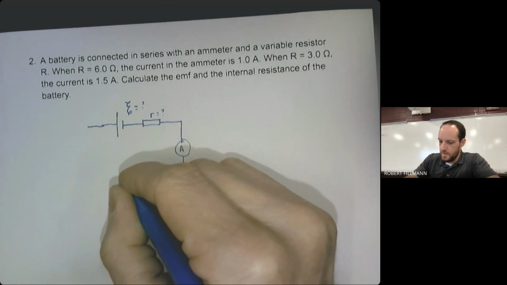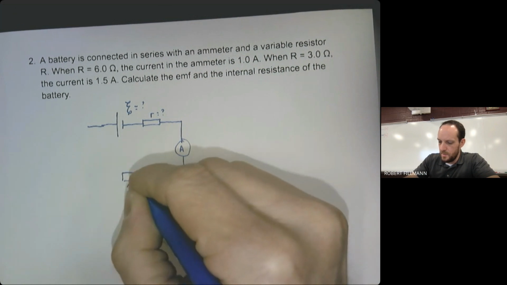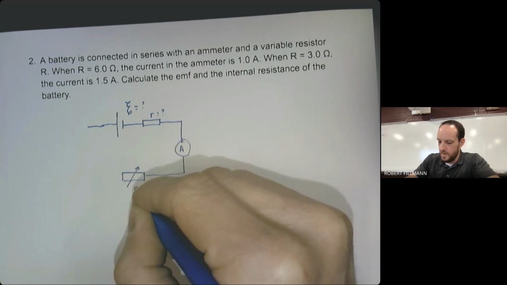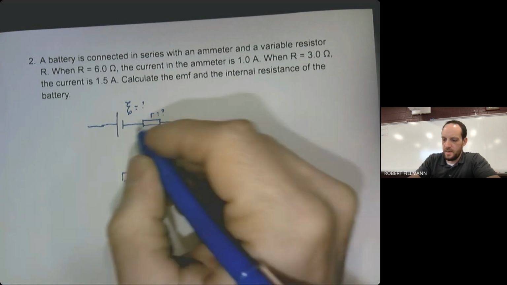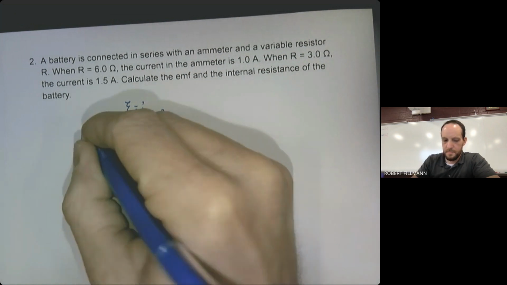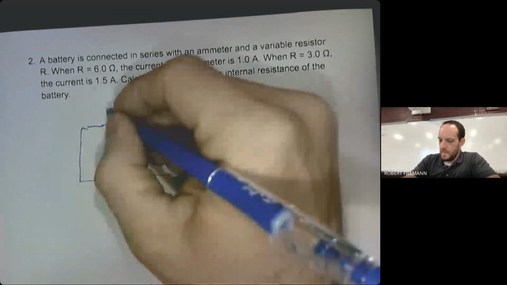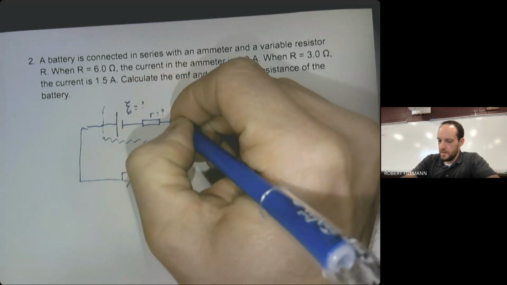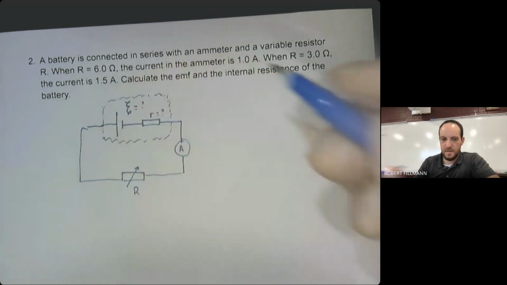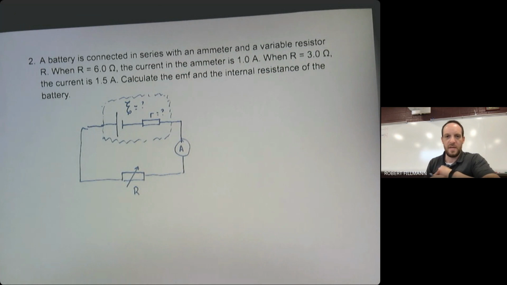And then we'll have our resistor, and this resistor is variable. So we'll draw that line through it. That means you can just change it to different values. Okay, and here's my circuit. So again, what's in the dotted lines here is the physical object, my AA, my AAA, whatever that is. It has some internal resistance.